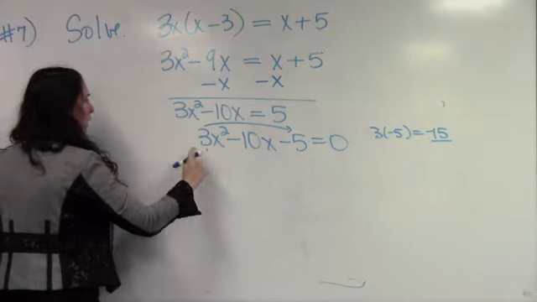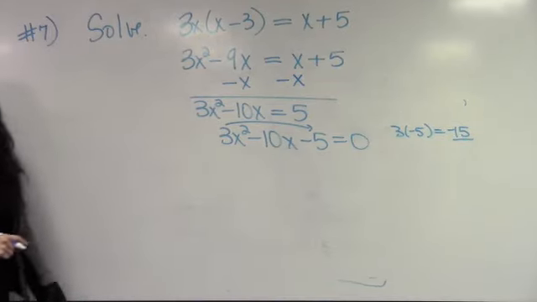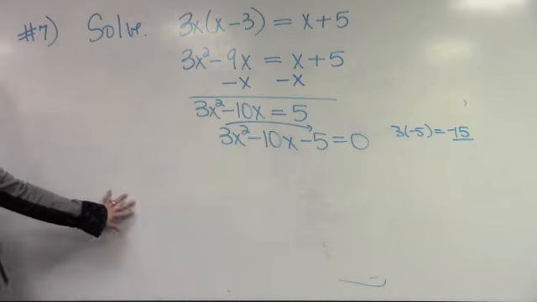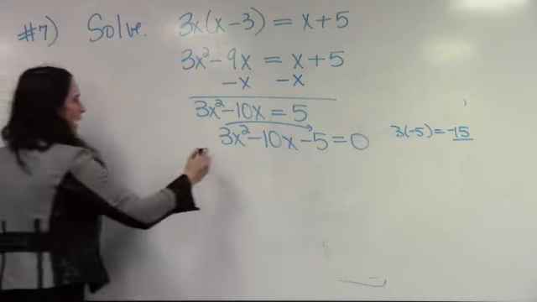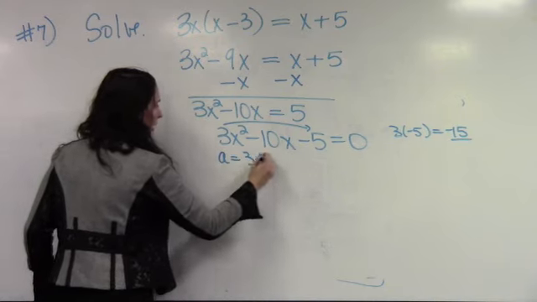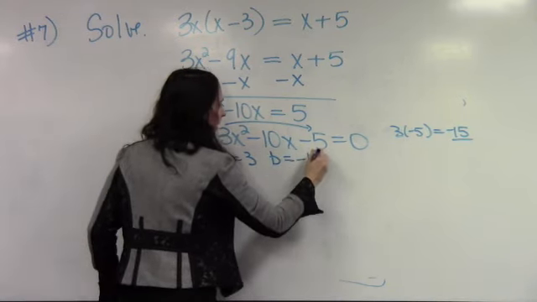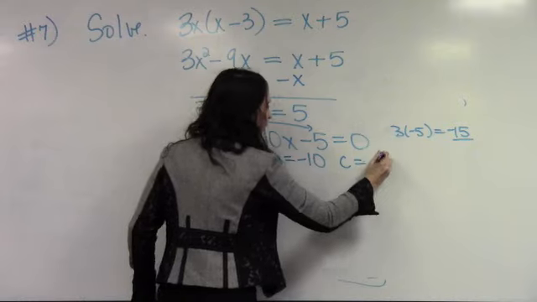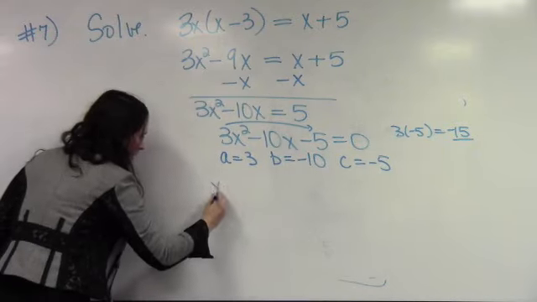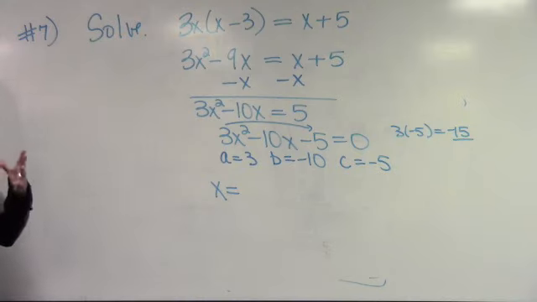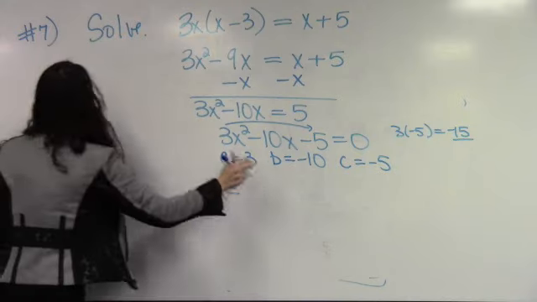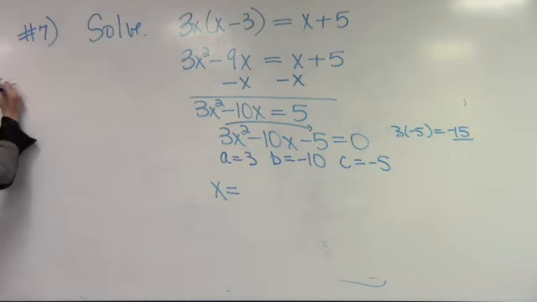Alright, so it's quadratic. So what are some ways of solving quadratic equations? Okay, you can use the quadratic formula. Alright, so A is going to be what? 3. And B? Negative 10. And C? Negative 5. Alright, the force is with us. Let's keep going. So x is going to equal the opposite of B, because that's what the formula tells me. Let's just rewrite it over here in case you forgot. Negative.